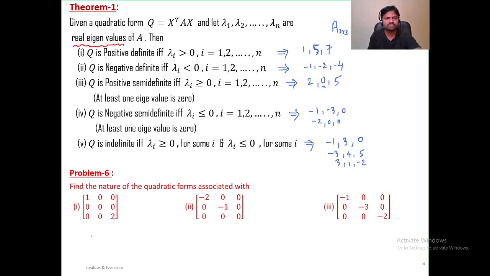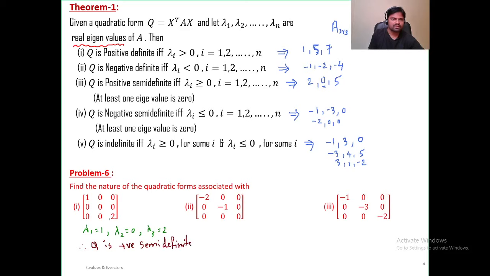Now look at the first one, this one. Since it is a diagonal matrix, what are the eigenvalues? Eigenvalues are the diagonal entries. Therefore lambda 1 is 1, lambda 2 is 0, and lambda 3 is how much? 2. What kind of eigenvalues exist? All are non-negative. One is 0. At least one eigenvalue is 0. Therefore, it is positive semi-definite. So, therefore, conclusion is Q is positive semi-definite.